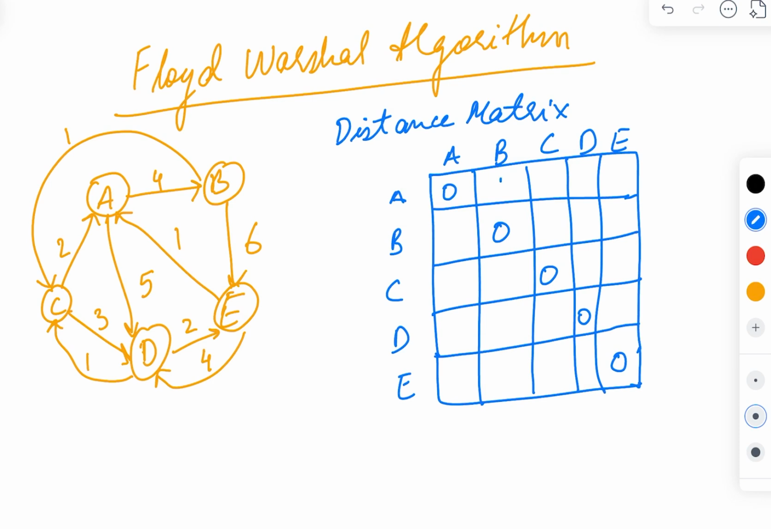Then if you see A to B, we can reach in 4, and A to D we can reach in 5 unit distance. We can reach B to C in 1 and B to E in 6. We can reach C to A in 2, and we can reach C to D in 3. Then from D to C we can reach in 1, and D to E in 2, and E to D in 4. Everything else is infinity.